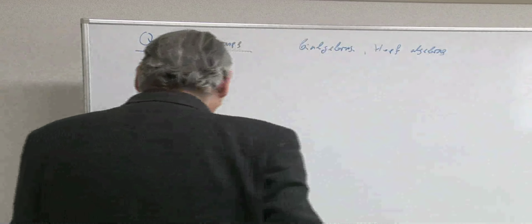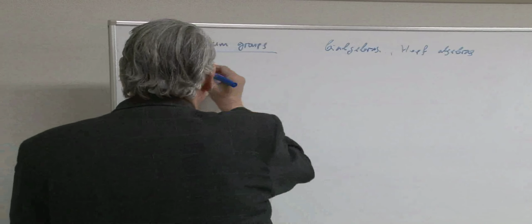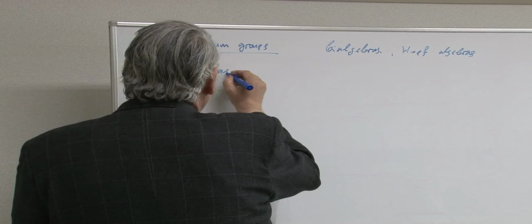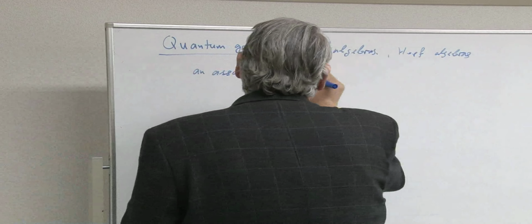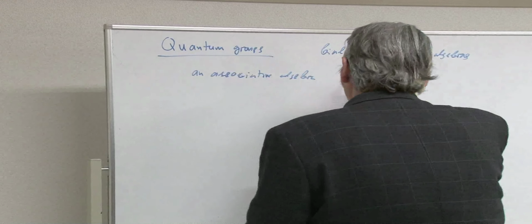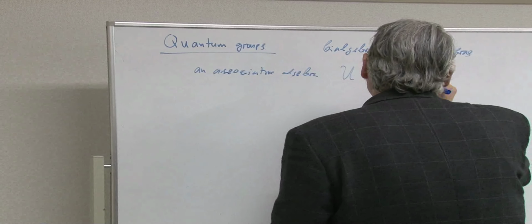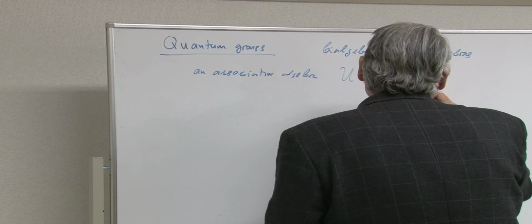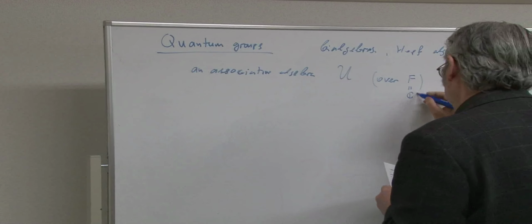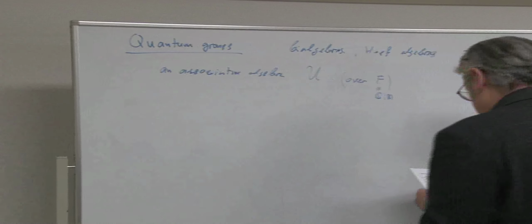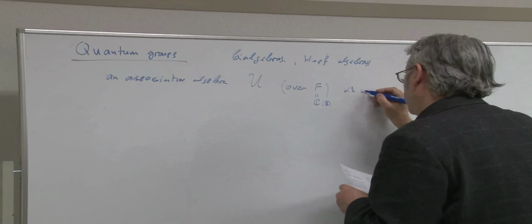Now, our starting point is an associative algebra U. I'll write it over F, but in fact most of the time F will be the complex numbers. It may also be R, but most of the time it will be the complex numbers. So that's an associative algebra with unity.